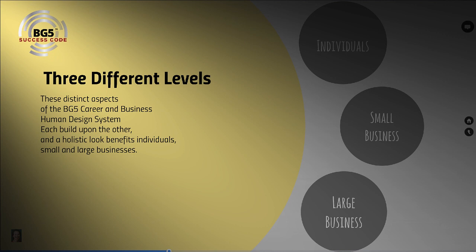Large business is OC16. And individuals, human design analyst, and also, you know, using the BG5 language, like I mentioned, there's these three distinct aspects of the BG5 career and business human design system. And every single one of them builds upon each other. So what we're going to be doing with our analysis time is looking holistically so that you as an individual can benefit from knowing what your strengths are as an individual and in a small business and in a large business. And we're going to incorporate that into your deliverables if you choose to work on them.